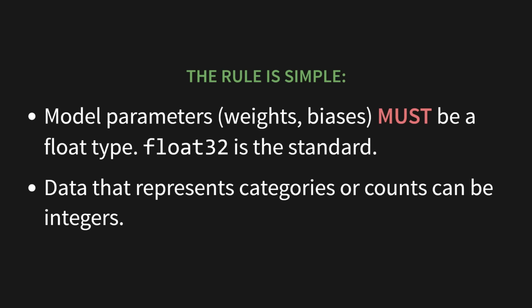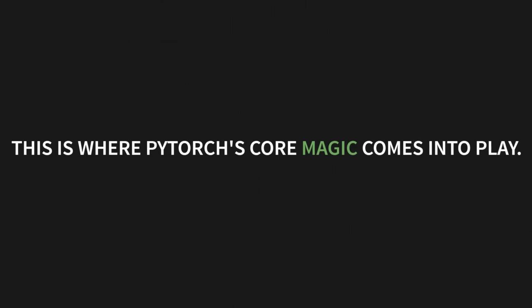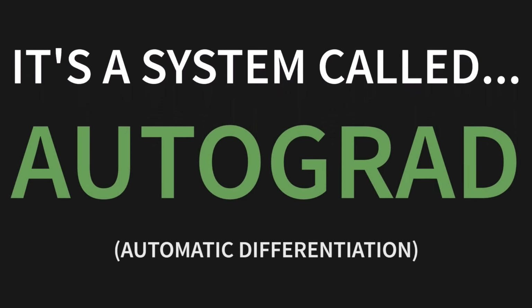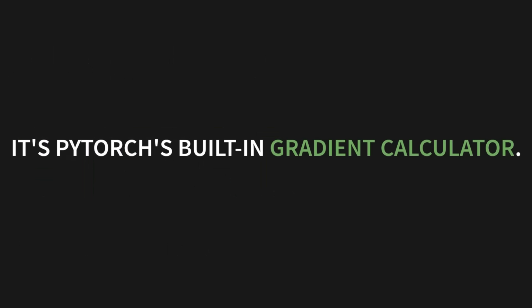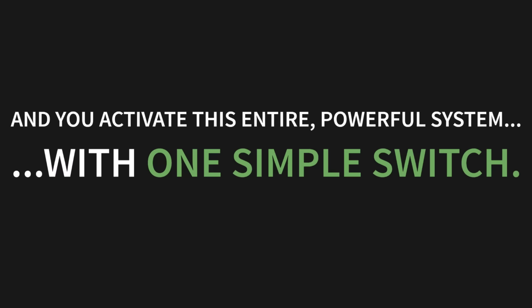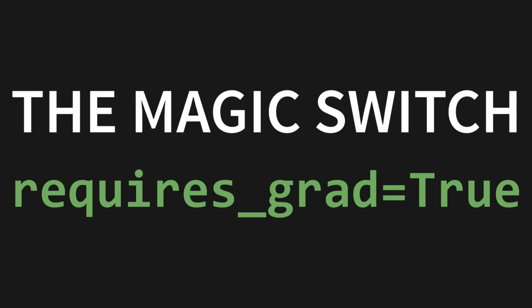This is where PyTorch's core magic comes into play. It's a system called Autograd. That stands for automatic differentiation. It's PyTorch's built-in gradient calculator. And you activate this entire powerful system with one simple switch. The magic switch: requires_grad=True.